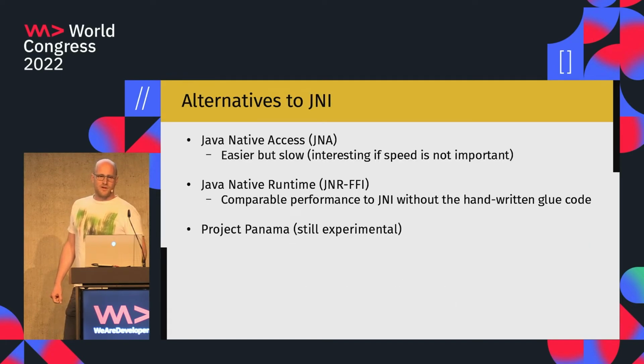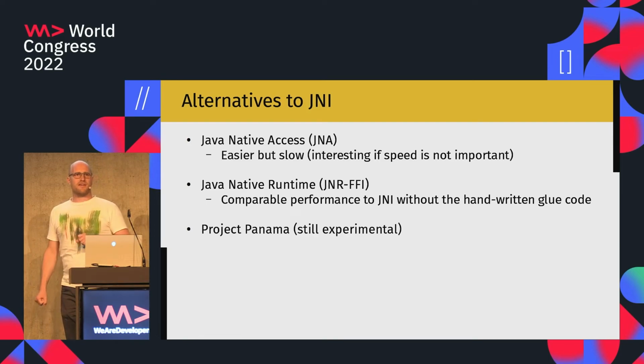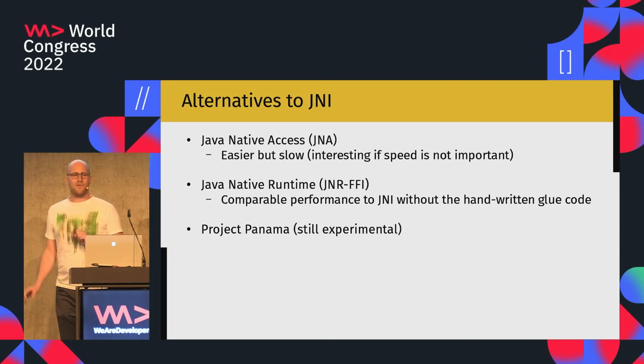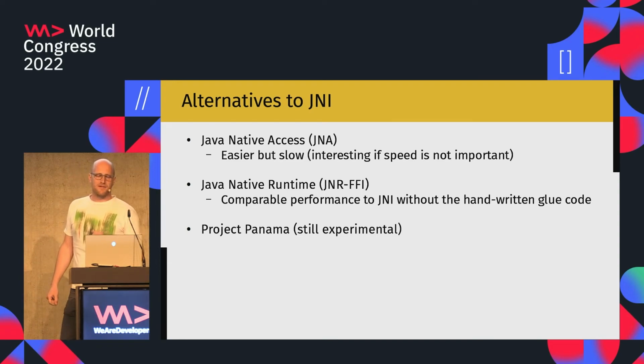There are also alternatives to JNI. There is the Java Native Access, which should be easier, but also slower. There is the newer Java Native Runtime. Apparently, it has comparable performance, and you don't have to handwrite all this glue code like with JNI. And there is also Project Panama, but it's still experimental, and yeah, maybe you want to check that out.